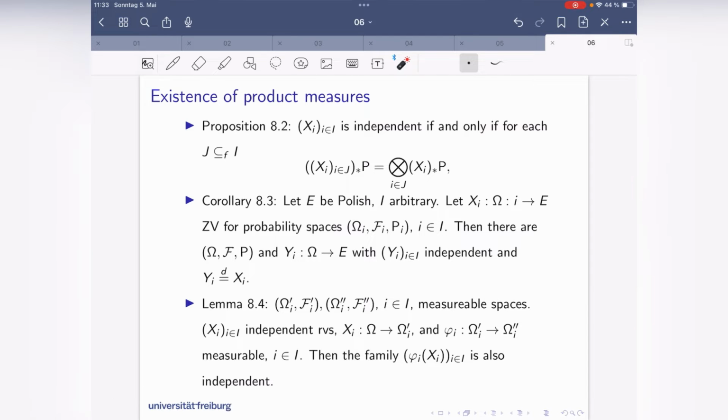Well, there are some basic things. Random variables are called independent if and only if, for all finite subsets, the joint distribution of the Xi is the product measure. The product measure means computing the probability that X1 is something, X2 is something, and so on. It's just the product of the probabilities.